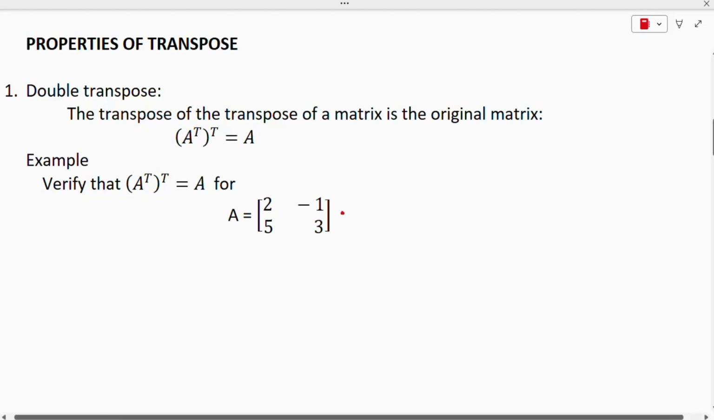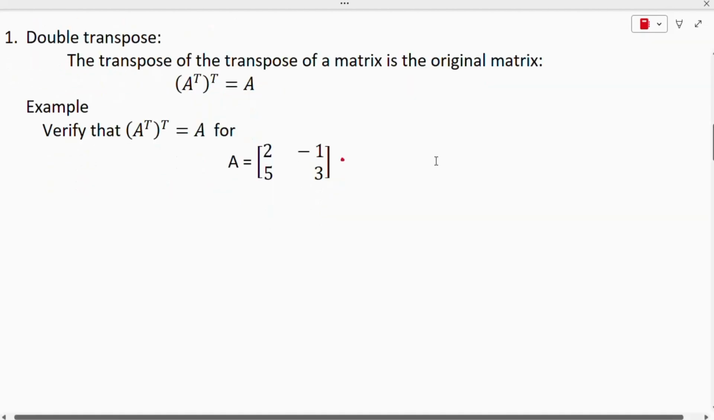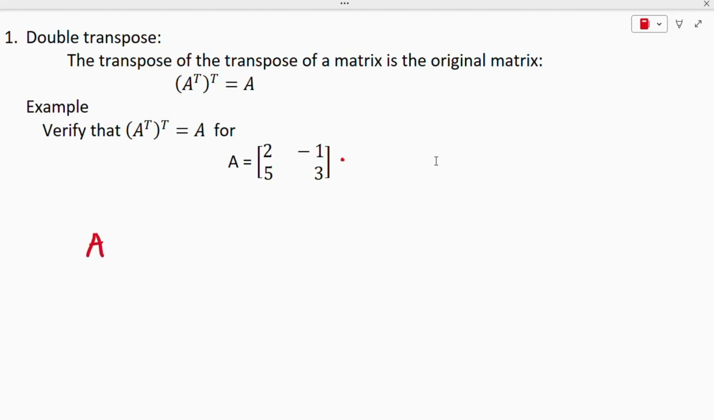Let's verify this by making use of this example question here that says, verify that the transpose of the transpose of A is equal to A, for A equals 2, negative 1, 5, and 3. So let's simply solve this. So let's look for the A transpose. Now for the transpose of this, we want to simply interchange the row and column. So for the first row, we have this to be 2 and negative 1. Then the second row, we have this to be 5 and 3. So we have been able to look for the first transpose.